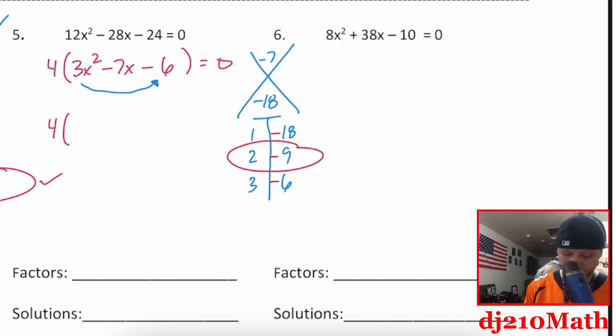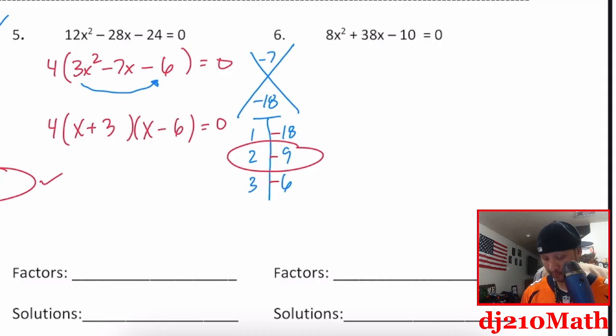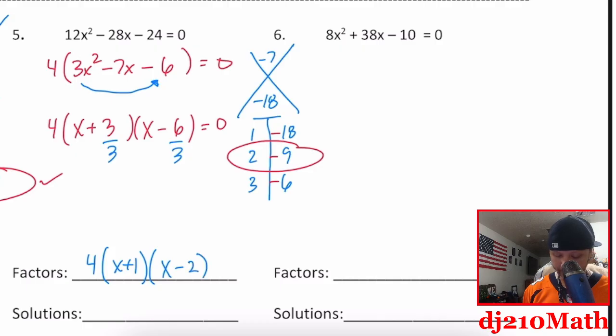So first off, the 4 has to still be here. This is going to be x plus 3, x minus 6. We have to remember to divide out the 3, right? Because the 3 is the number that we slid over. So you're always dividing by the a value. Always divide by the a. Oh, this is nice because look, everything reduces. So my factors are going to be x plus 1, x minus 2. Right? If you were to FOIL all this out and run the 4 through, you would get the original problem.